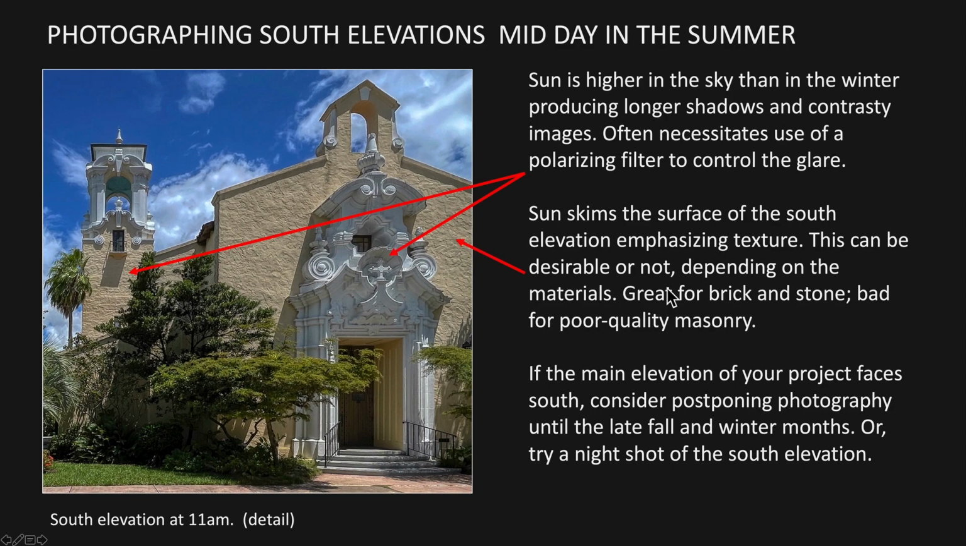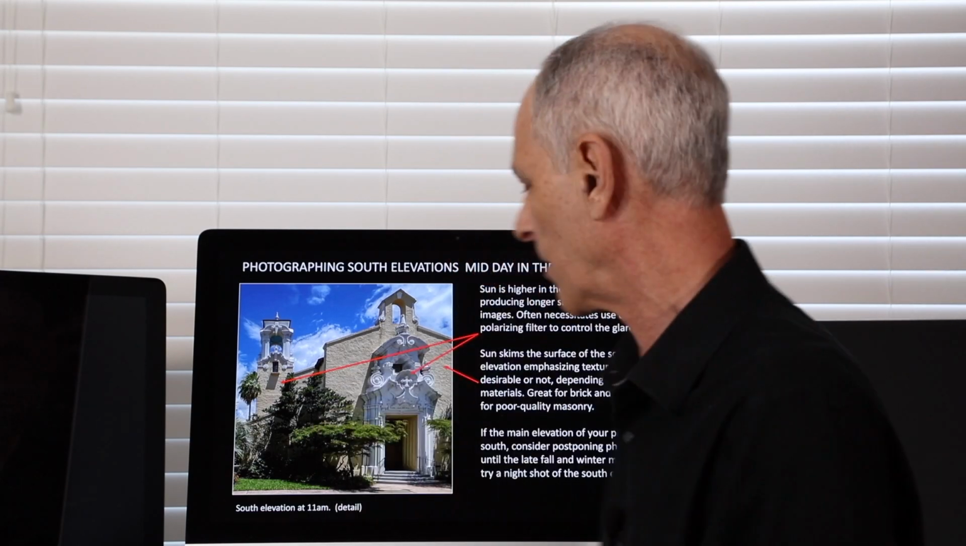But if you have a building that doesn't have particularly good masonry work, if you're stuck with a job and the lowest bidder got the masonry work and you have the sun skimming the surface, you're going to see all the irregularities in that masonry work, and it's not going to look very good.